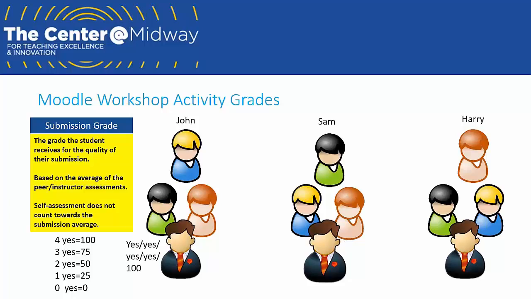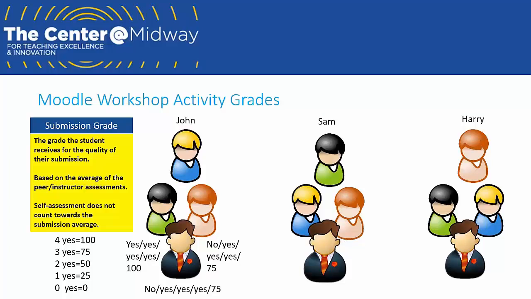So Sam does his assessment, and he gives John a 100%. He says John has included everything that he's supposed to. Harry does his assessment, and he says, well, John didn't include the first item that he was supposed to, but he did include all the others. So Harry gives John a 75. And the instructor does his assessment, and he agrees with Harry. He says that John did not include the first aspect of the assignment, but he did do the other 3.